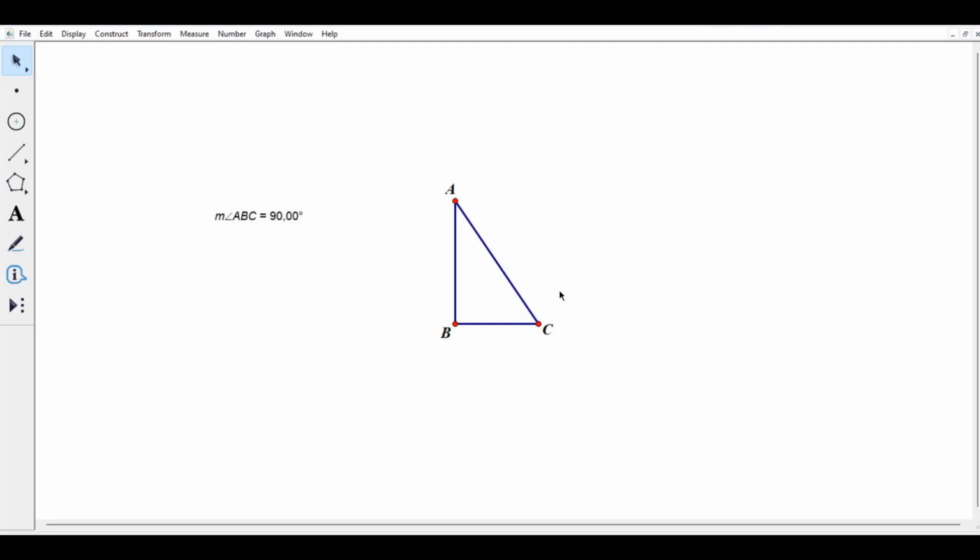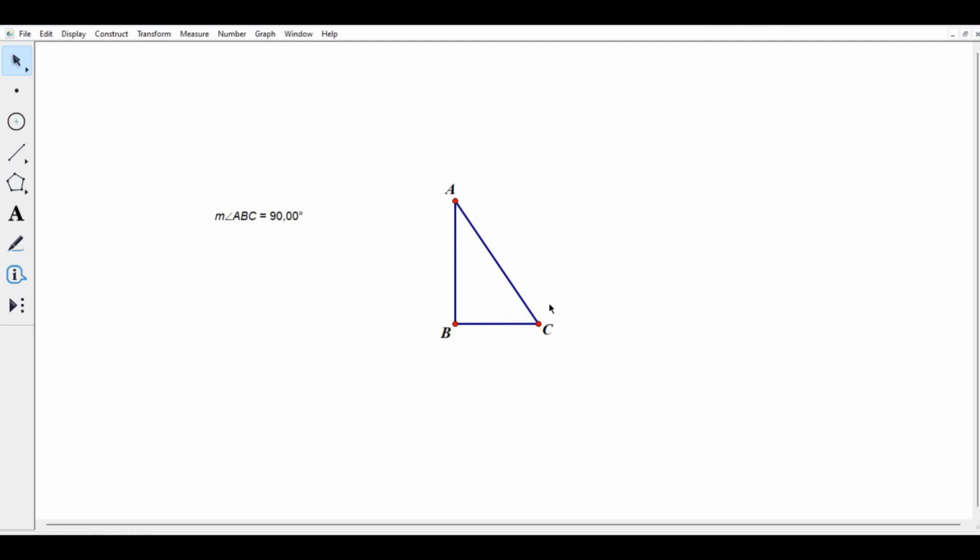So because the area of a square is the side squared, what I can actually prove is that AB squared, that's the area of the square, plus BC squared, the area of this square, is equal to AC squared, which is the area of the large square. That is the theorem of Pythagoras.